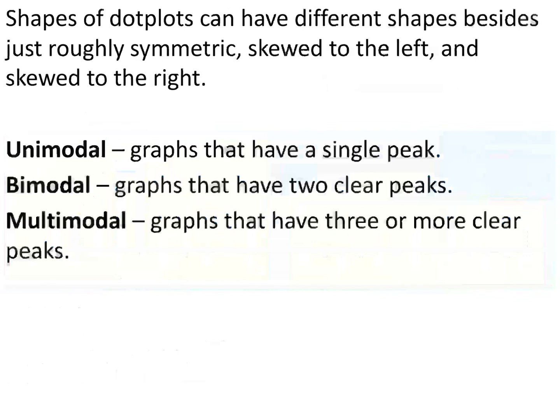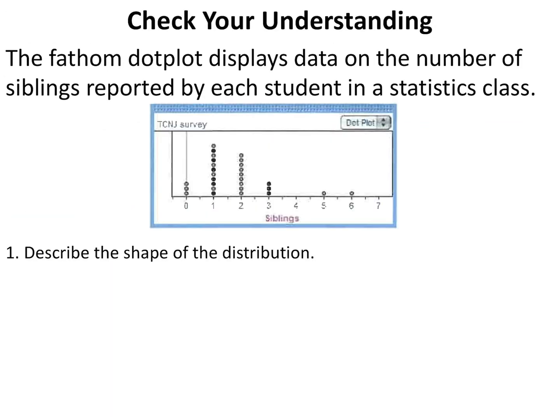Dot plots can have different shapes besides just roughly symmetric, skewed to the left and skewed to the right. As I said before, there were those two clusters when we were looking at the cars. Another way to describe them is to say they are unimodal, bimodal, and multimodal. So that one we looked at was bimodal because there were two peaks or two clusters of data. If there's only a single peak in the graph, that would be unimodal. And if there are three or more clear peaks, we would call that multimodal.